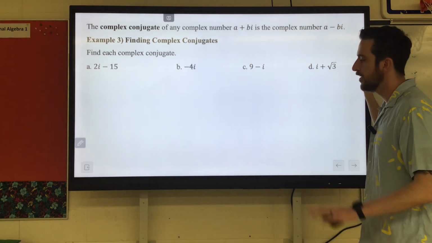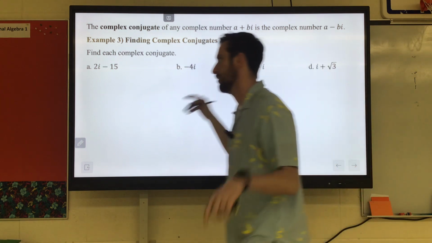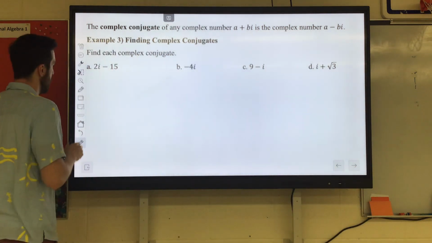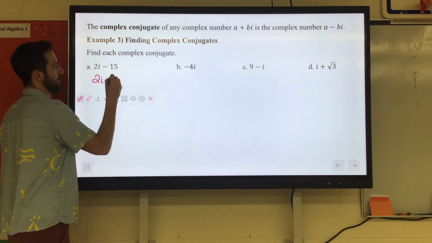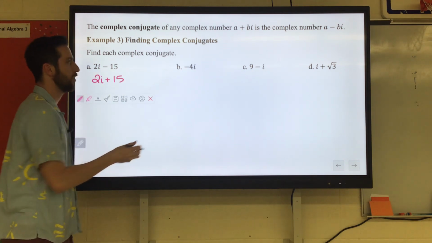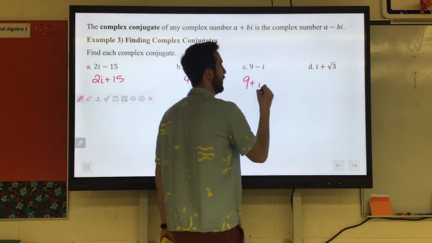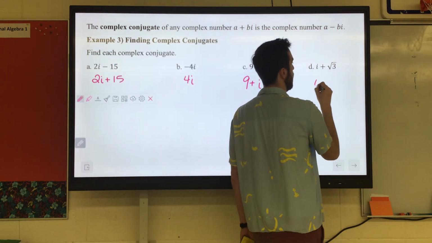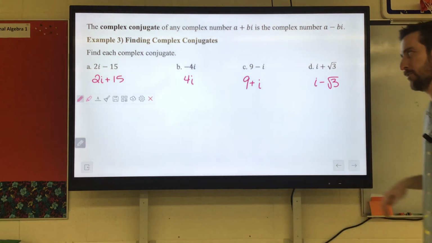Complex conjugates. Couldn't be easier. All you have to do is change the plus and minus. So the complex conjugate to 2i minus 15 is 2i plus 15. Negative 4i would be positive 4i. 9 minus i is 9 plus i. And i plus root 3 is i minus root 3. You literally just changed the plus and minus.